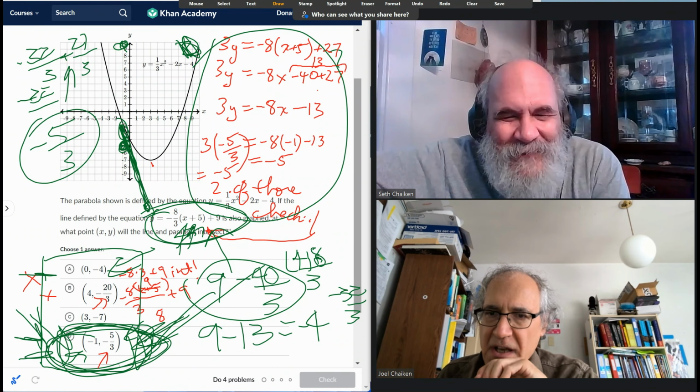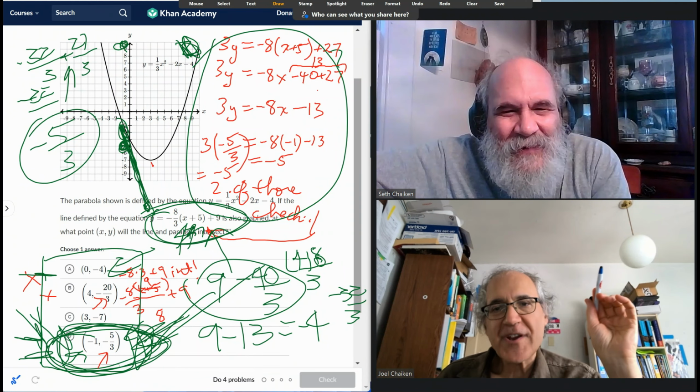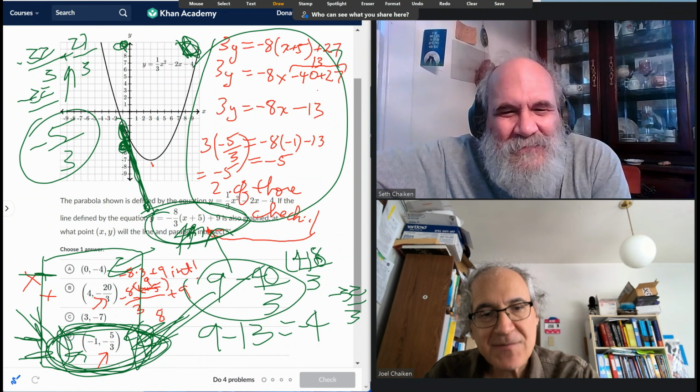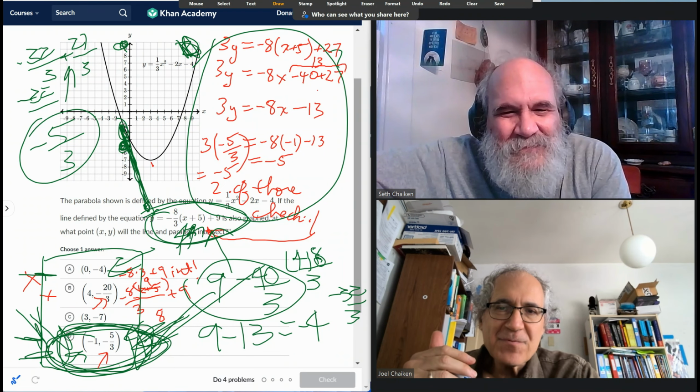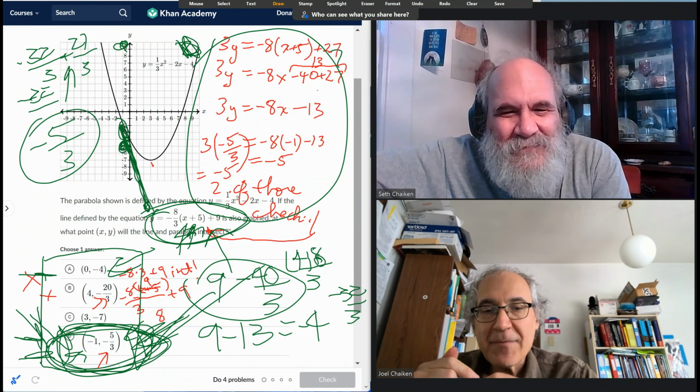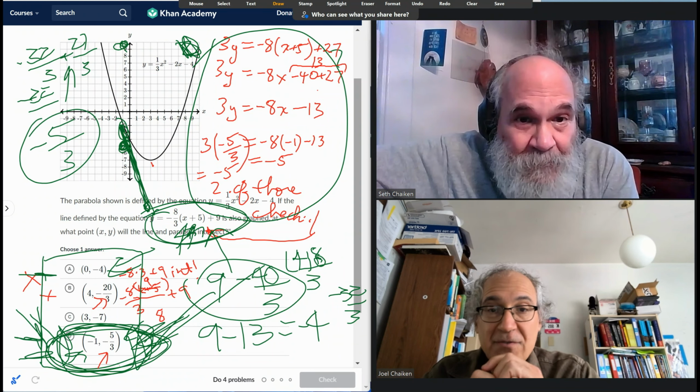What was I going to say? Oh, yeah, the full-blown algebraic approach is to set the two y's equal. You get this nasty quadratic, and you have to solve it. That would be the question: at how many points do they intersect? But let's also make a really important point.